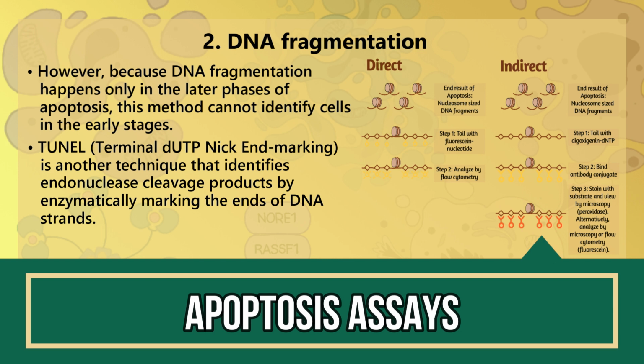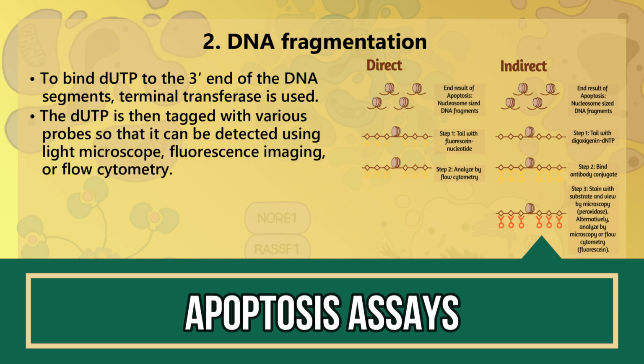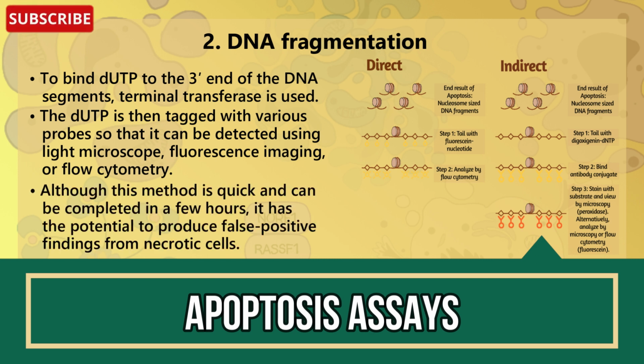Terminal dUTP nick end labeling is another technique that identifies nuclease cleavage products by enzymatically labeling the ends of DNA strands. To bind dUTP to the 3' ends of the DNA segments, terminal transferase is used. The dUTP is then tagged with various probes so that it can be detected using light microscopy, fluorescence imaging, or flow cytometry. Although this method is quick and can be completed in a few hours, it has the potential to produce false positive findings from necrotic cells.